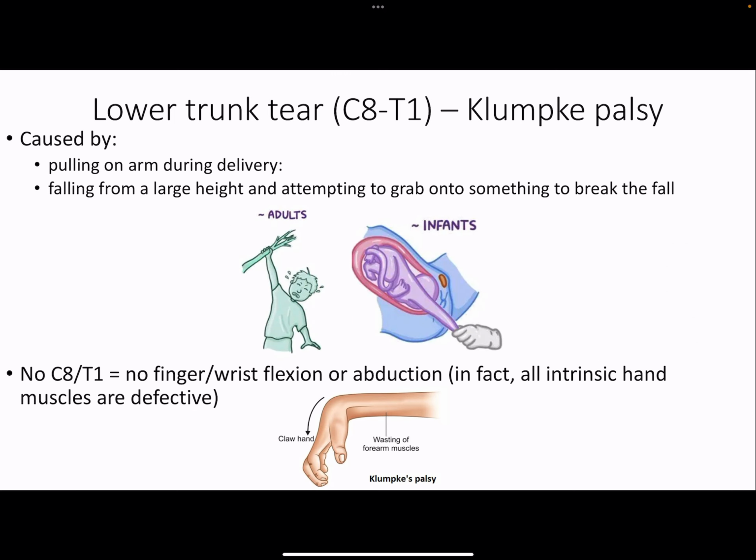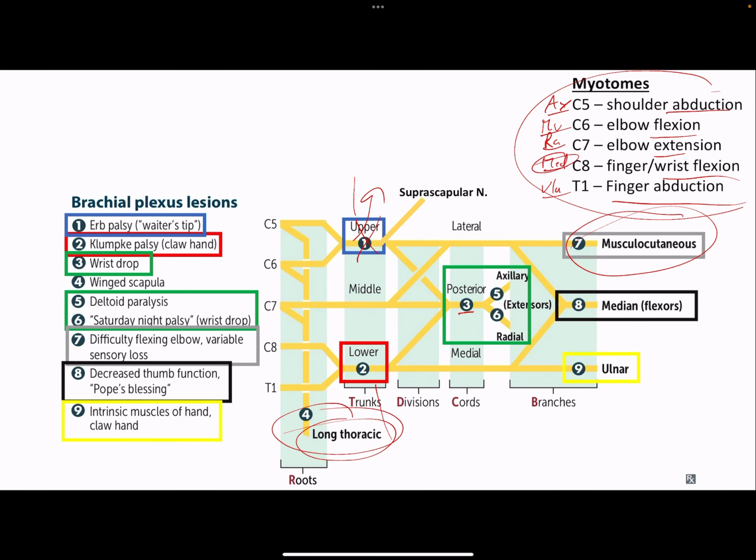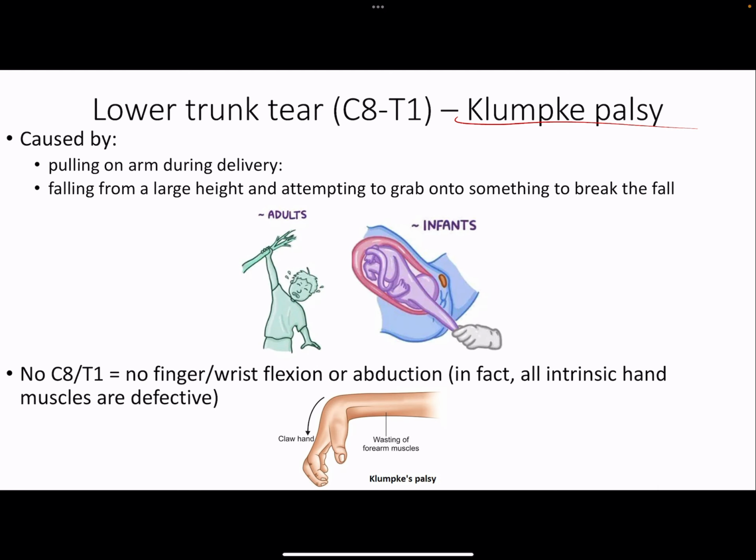Lower trunk tear, C8 to T1. This is Klumpke palsy. Remember, if we go back to what these are, this is going to be the median nerve and the ulnar nerve. Well, that's all of flexor digitorum profundus, so we're going to get a claw on all of our fingers. And no flexion means all of our forearm muscles are going to waste away. How can you get this? Again, if you got someone who has no idea what they're doing, just yanking on the baby to come out, bad idea. If you fell off a cliff and then try to, like in the movies, they just grab on and no problem. But just think about the amount of force that would be exerted upwards. It would break right here, might tear the lower part of your brachial plexus.